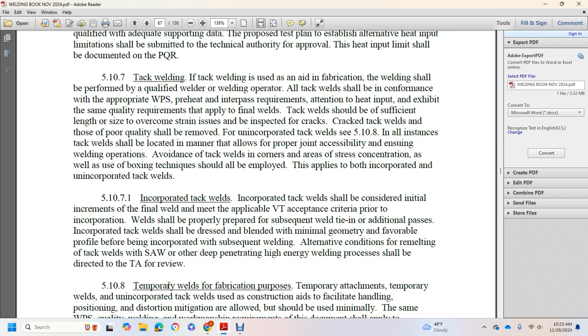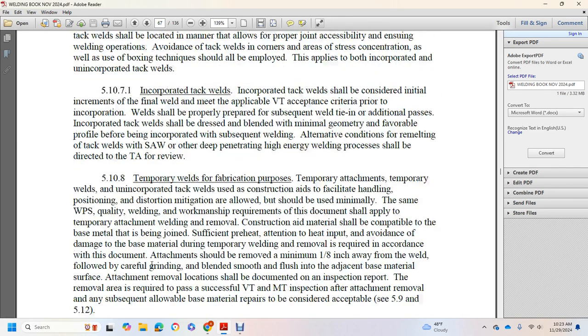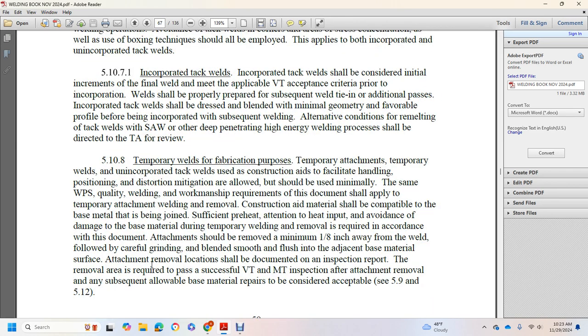Incorporated tack welds. Incorporated tack welds should be considered as the initial increments of the final weld and meet the applicable visual test acceptance criteria prior to incorporation. Welds should be properly prepared for subsequent weld tie-in and additional passes. Incorporated tack welds should be dressed and blended with a minimum geometry, favorable profile, before being incorporated with subsequent welding. Alternative conditions for remelting the tack welds, submerged arc welding, and other deep penetration, high energy welding processes shall be directed by the testing authority for review.